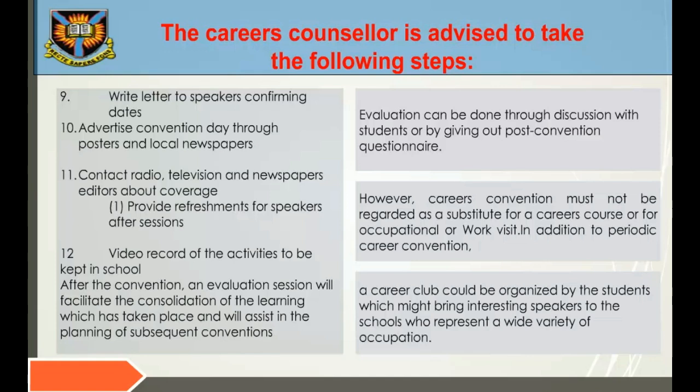After the convention, an evaluation session will facilitate the consolidation of the learning which has taken place and will assist in the planning of subsequent conventions. Evaluation can be done through discussion with students or by giving out a post-convention questionnaire. However, careers convention must not be regarded as a substitute for a career course or for occupational or work visits. In addition to periodic career convention, a career club could be organized by the students, which might bring interesting speakers to the schools who represent a wide variety of occupations.